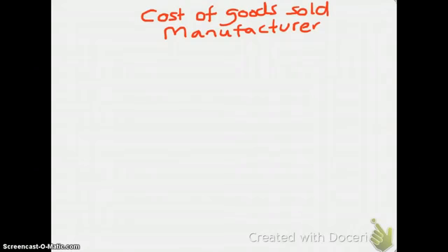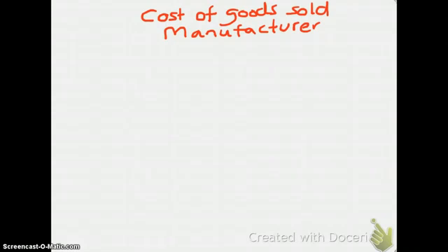A manufacturer and a merchandiser both have inventory, but they have different types of inventory. A merchandiser only has one type of inventory. It's what we call merchandise inventory. They buy it from others in order to resell it to customers. A manufacturing company, on the other hand, has 3 types of inventory. They have raw material inventory, work in process inventory, and finished goods inventory.